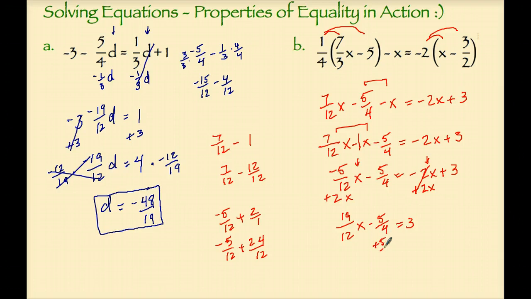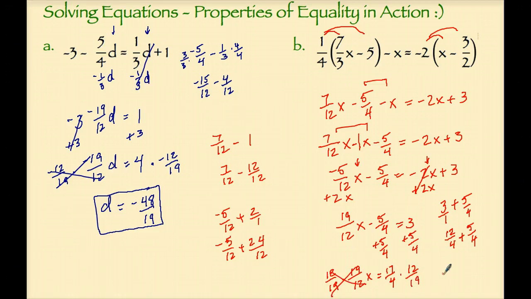Now let's add 5/4 to the other side, again requiring a common denominator. Hopefully I won't run out of room here. 3 plus 5/4, the common denominator is 4, so this will be 12/4 plus 5/4, resulting in 19/12 x equals 17/4. Time to use that multiplicative property again, multiplying both sides by 12/19, which of course is the reciprocal of the coefficient of the variable, giving us x equals, since 4 goes into itself once and into 12 3 times, we end up with 51/19 as our final answer.